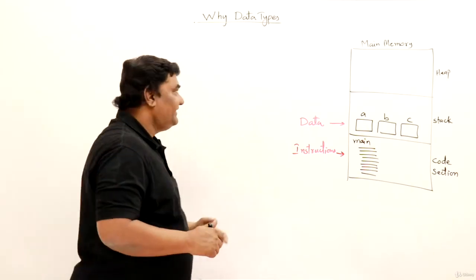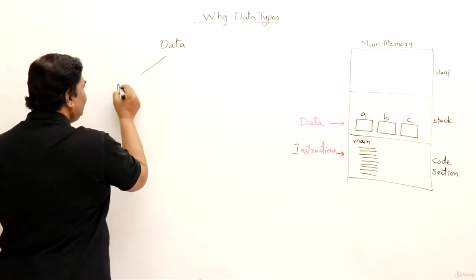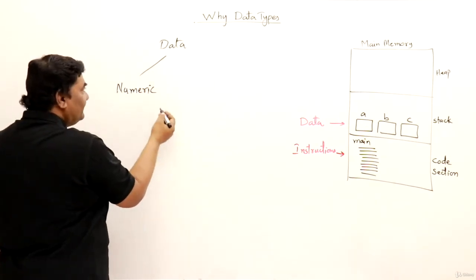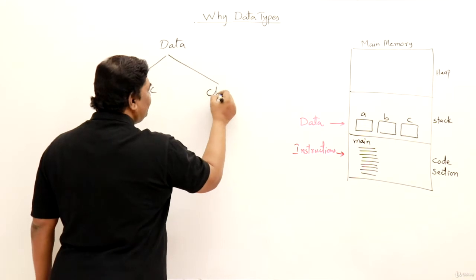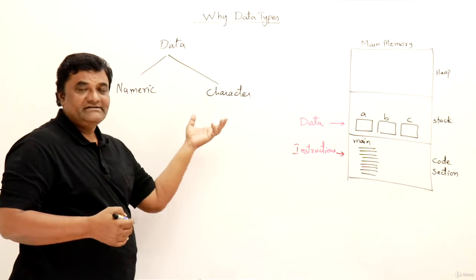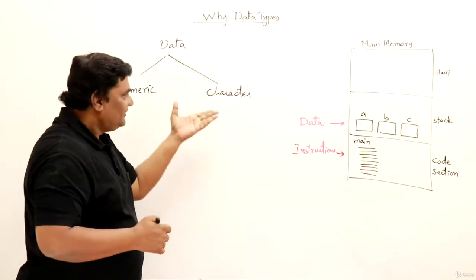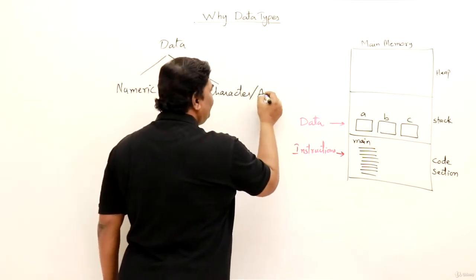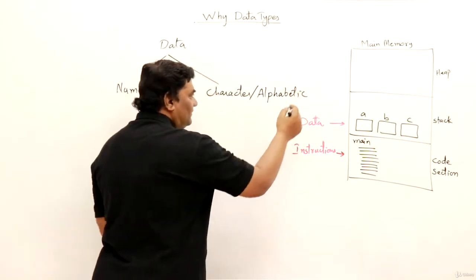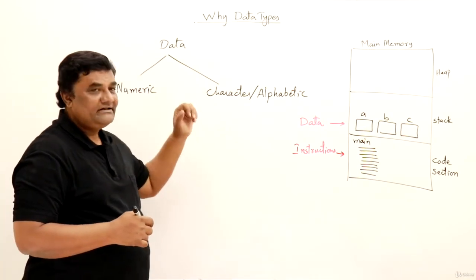So I will categorize the data. We use two types of data in our daily life. One is numeric data, that is a set of numbers or figures. Then we use character type data, that is words or sentences or names of places, in the form of characters. You can also call this alphabetic data. So data is either numeric or alphabetic, or you can say character.